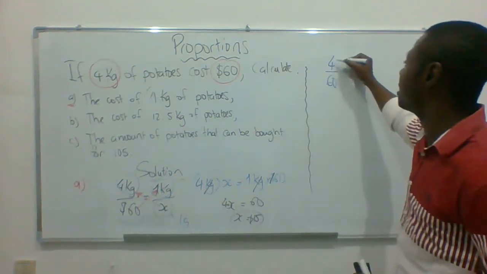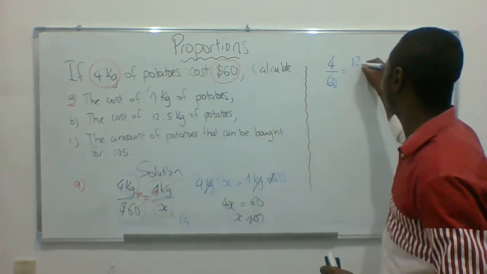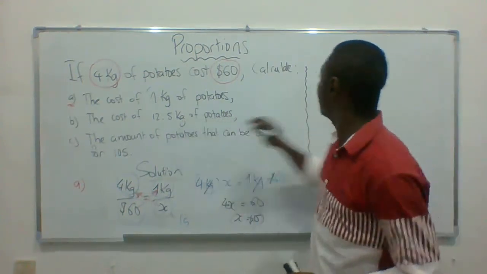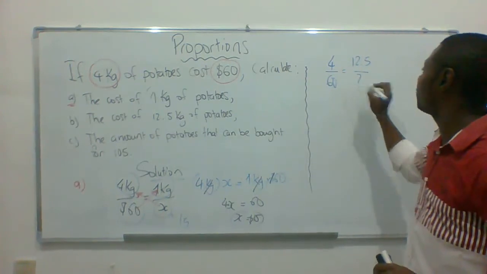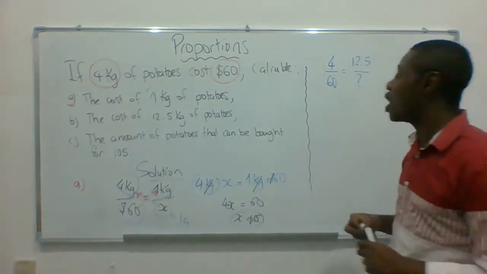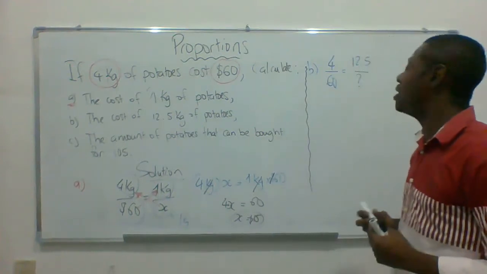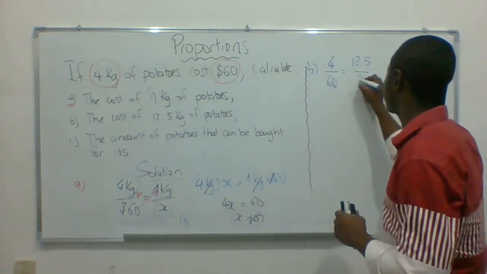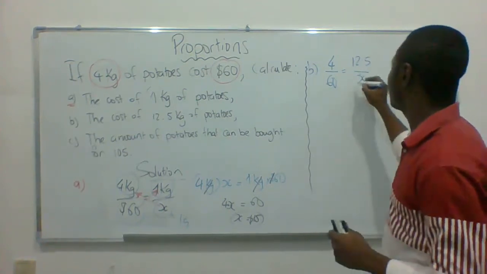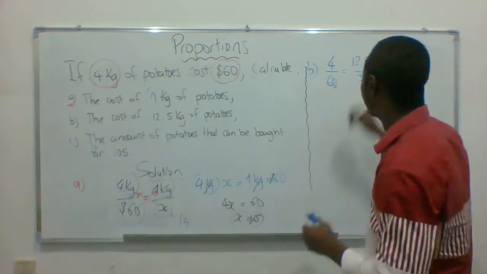So 4 for the kilograms. And here it says 12.5. I'm going to put 12.5 kilograms. So all the kilograms are at the top. And then at the bottom, we need to find the price, the dollars. This is question B. And here, you need to do this exact same thing. Remove the question mark and put the x here. And then let's do cross multiplication. We're going to cross multiply.